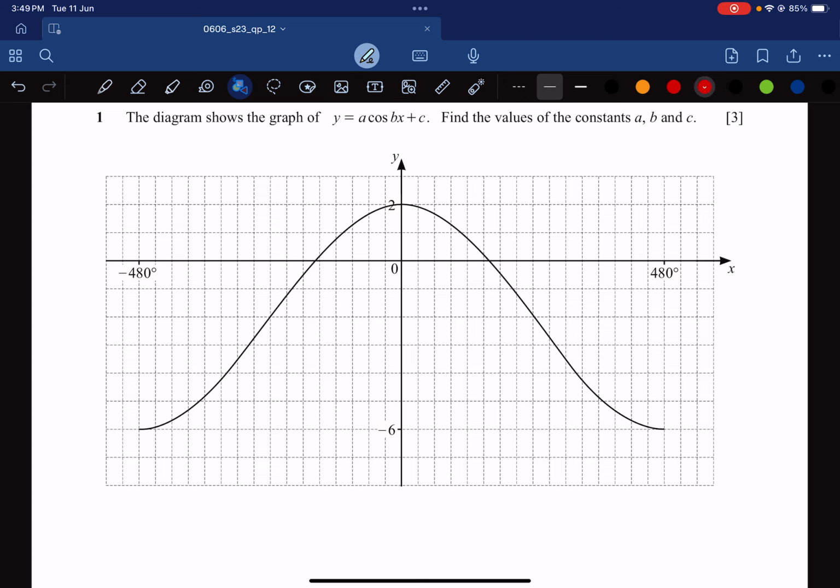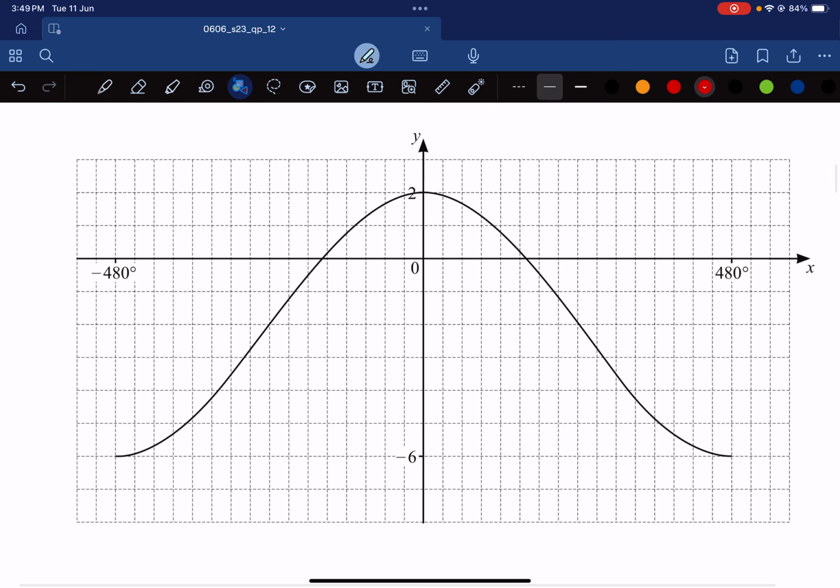A represents the amplitude. To measure the amplitude, we find the middle line. The middle between 2 and -6: the difference between them is 8, so half is 4, right? So 2 minus 4 is -2. 1, 2, 3, 4, -2.